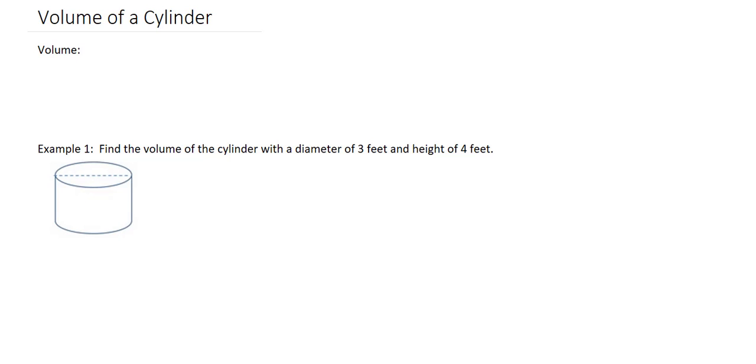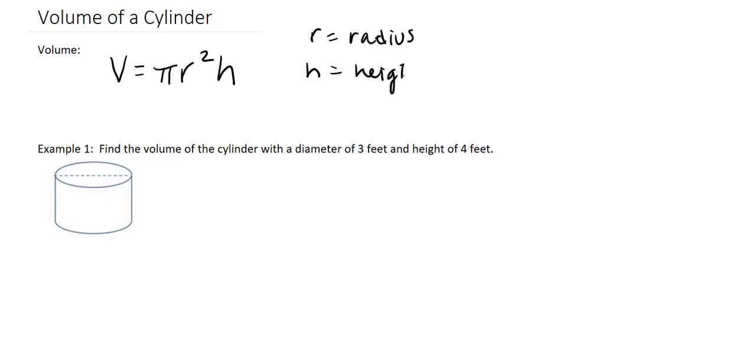Volume of a cylinder. So the volume of a cylinder formula is V equals pi r squared h. Right, so r is the radius and h is the height. And we know pi, right, is that little pi button, which is the ratio between the circumference and the diameter. So let's go ahead and find the volume of the cylinder in the first example.